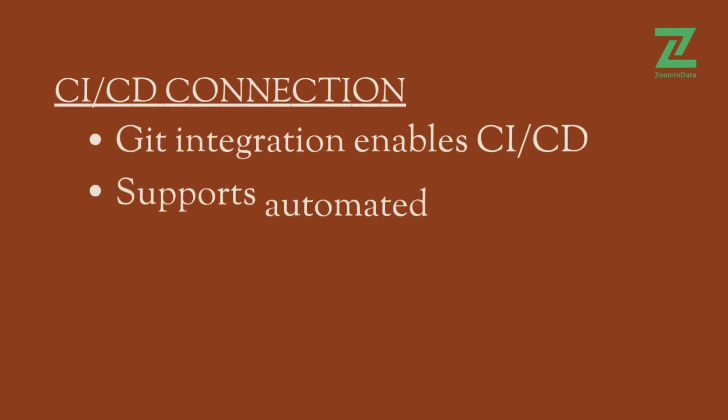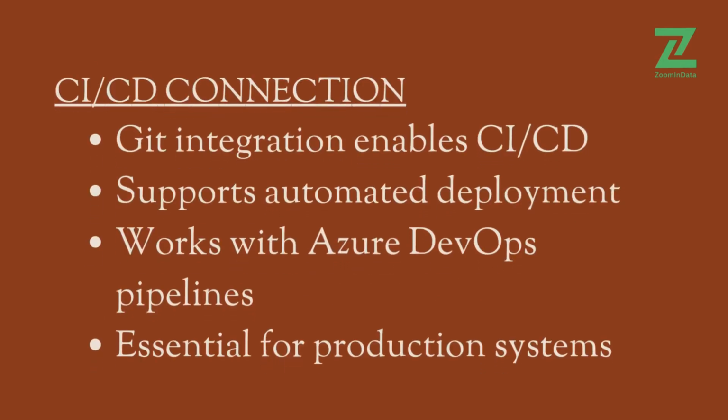For secure networking, create a private endpoint to your Databricks workspace to keep control plane access private. Use VNet injection for compute clusters and managed private endpoints from ADF for outbound connections. Apply network security groups and firewalls to restrict traffic.